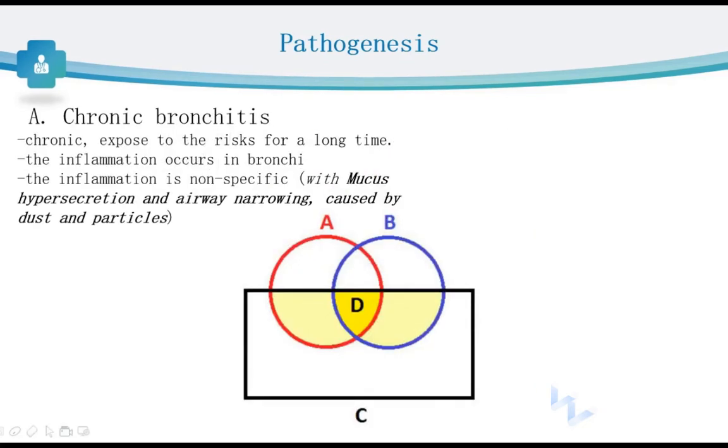A. Chronic bronchitis. From these words, we can find some key points. Point one is chronic. That means chronic bronchitis or COPD must occur after exposure to the risk for a long time. For example, if a patient smokes for more than 10 years, he is likely to get COPD. But another patient smoked just for 1 month, we cannot suspect a COPD at first time.